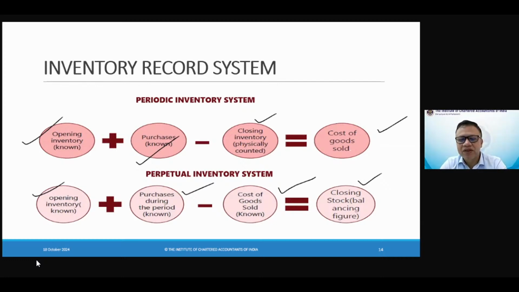So practically, in the perpetual inventory system, closing stock is the balancing figure, and you know the cost of goods sold. Okay, so this is the difference between the periodic and the perpetual inventory system.